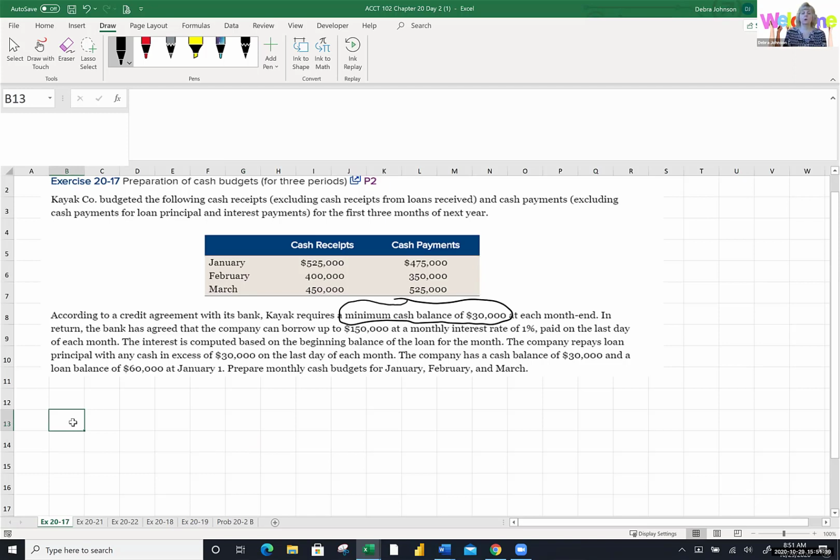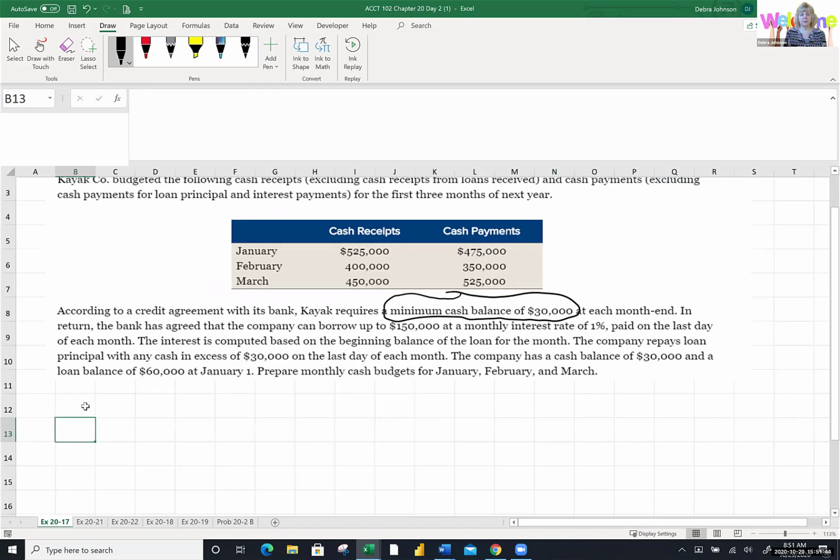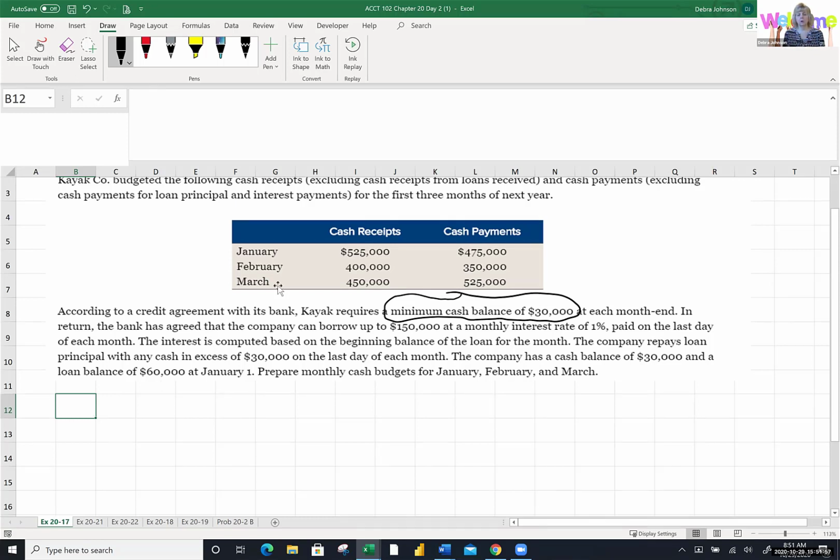First thing we would do is head this up properly. In the interest of time and space, I'm not going to mess with that, but it would say Kayak Company, second line, cash budget, and this would say for the quarter ended March 31st, because they're giving us January, February, and March. It's going to look almost like that chicken scratching that we did earlier. This is what it's going to look like.